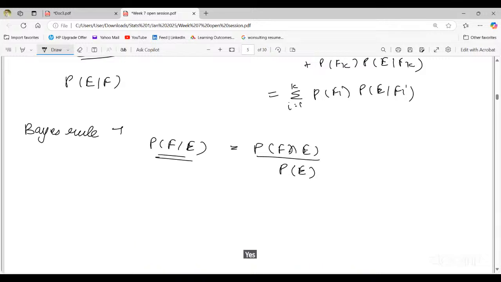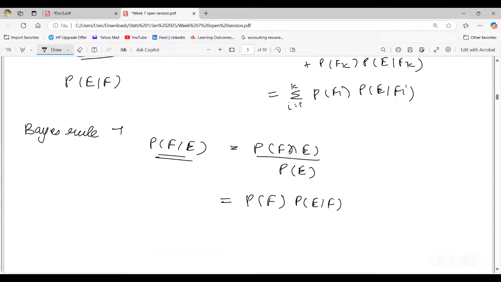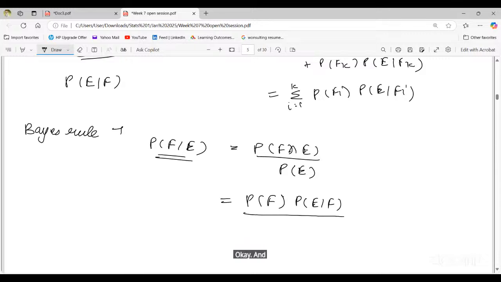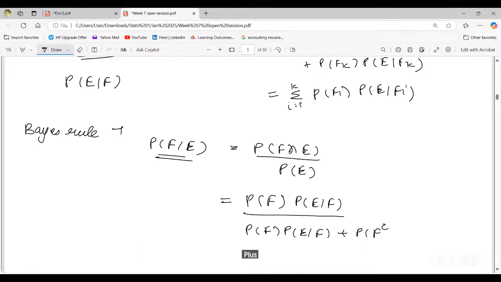Okay. Now the probability of F intersection E, I can write as the probability of F times the probability of E given F. And divided by the probability of E, which is equal to the probability of F into the probability of E given F, plus the probability of F complement into the probability of E given F complement. So this is my Bayes rule.